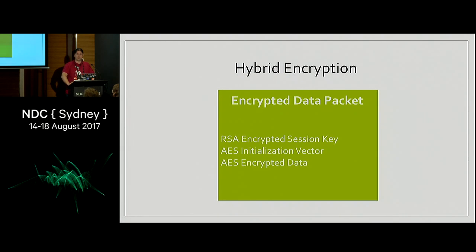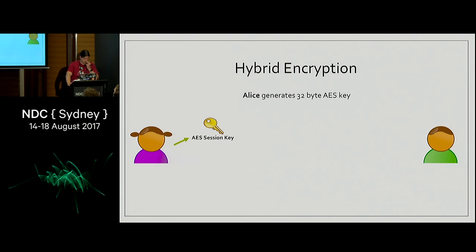In terms of the data that we're sending across to the recipient, we've got the RSA encrypted session key. We have an initialization vector, because remember we need 16 bytes to jumpstart AES. And then we have the AES encrypted data. Everyone followed that so far? Cool, let's walk through a couple of examples.